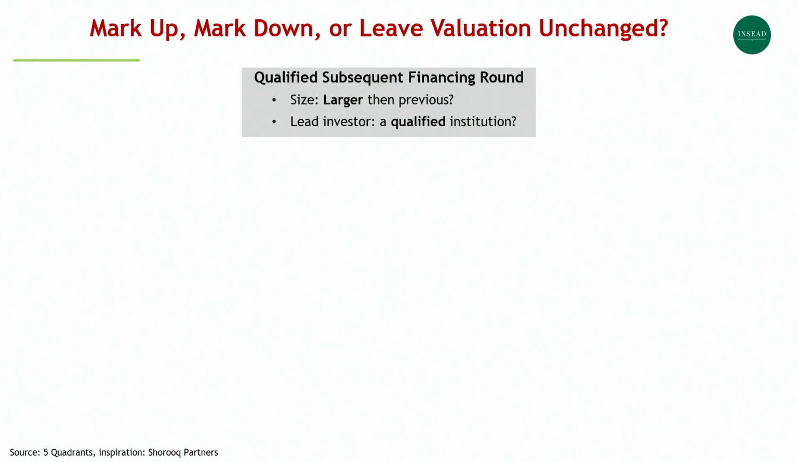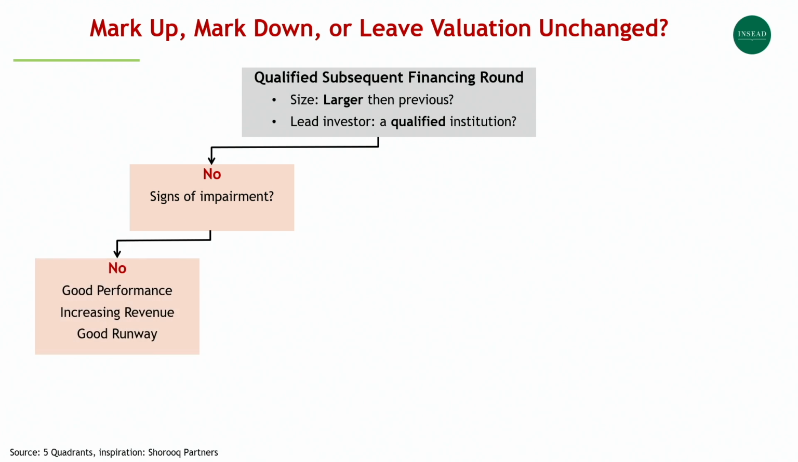Now, a quick schematic on when VCs mark up, mark down, or leave valuations unchanged. So, number one, has there been a qualified subsequent financing round? That means a financing round that is larger than the previous round with an institutional lead investor that is considered as qualified. So if no, the question is, does the company show signs of impairment? If the answer is no, that means the company is performing well, has increasing revenue, has a good runway, then we will leave the valuation unchanged.